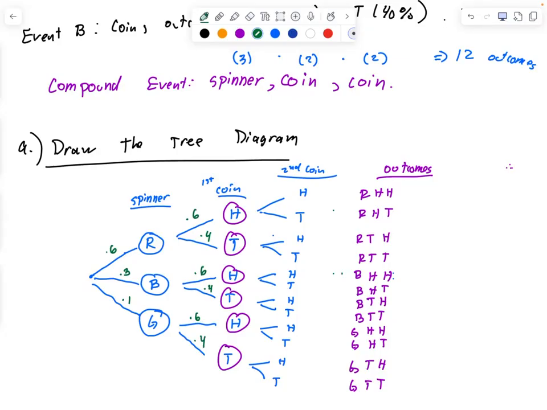Everything here, once you've done this, this is the requirement: the full tree diagram. Yes, you have to write the numbers onto the tree. 40% tails. Oh, that's the bottom part, right? Correct. It's a trick coin, so 40% tails and 60% heads.